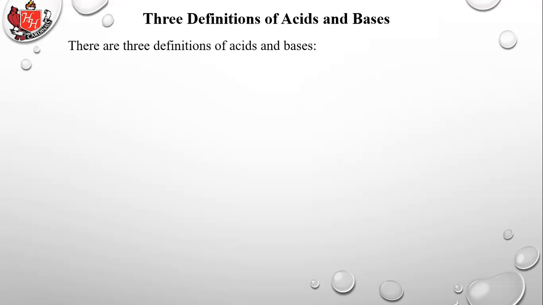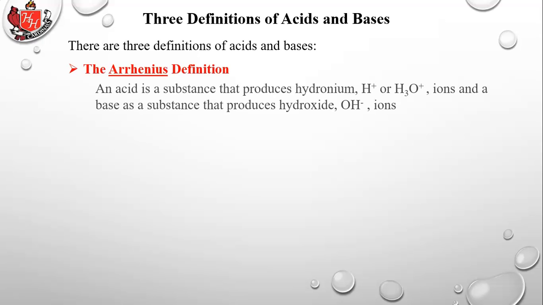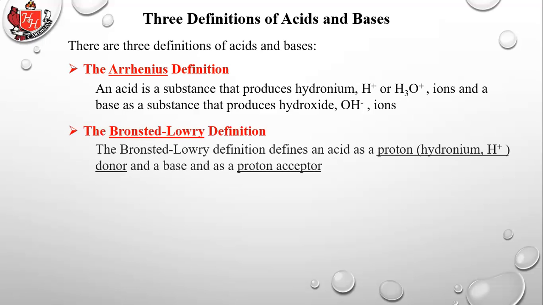So there's three definitions of acids and bases. The Arrhenius definition: an acid is a substance that produces hydronium, H plus or H3O plus, they're the same thing, ions, and a base is a substance that produces hydroxide, OH minus ions. The Bronsted-Lowry definition defines an acid as a proton (H plus) donor and a base as a proton acceptor. So it's the same thing for an acid, but it's different for a base.